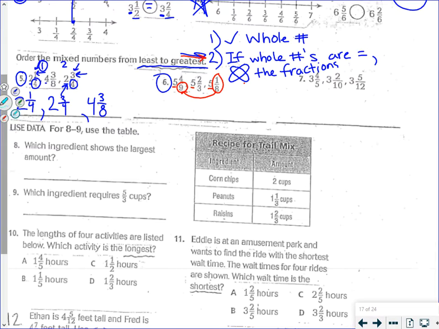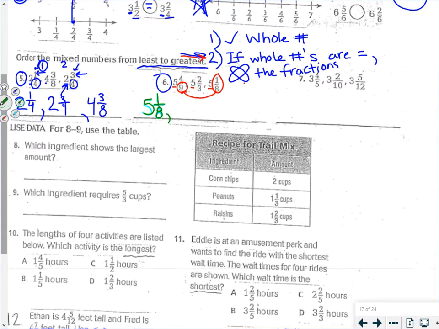Okay, so I'm going to say that 5, it's probably hard to see. I'll change it, sorry about that, kids. 5 and 1/8 is going to be the smallest.